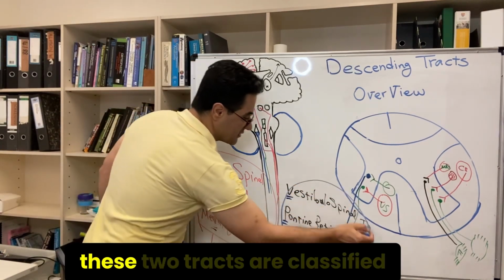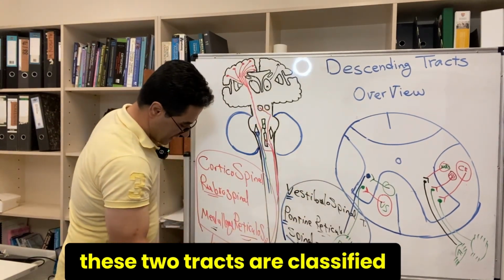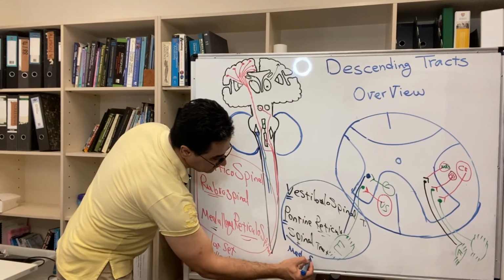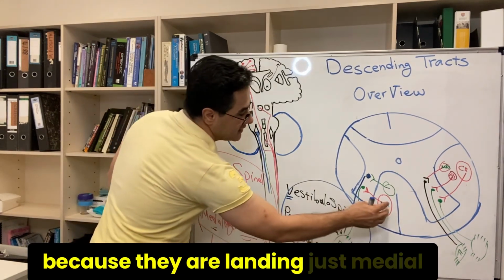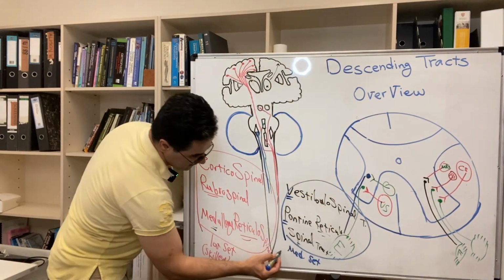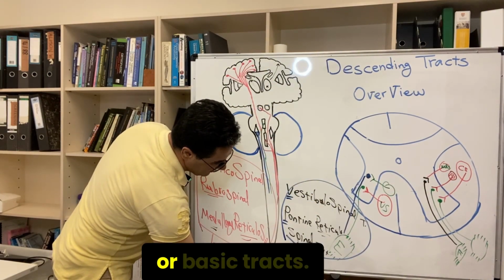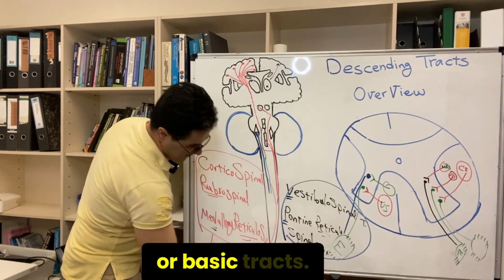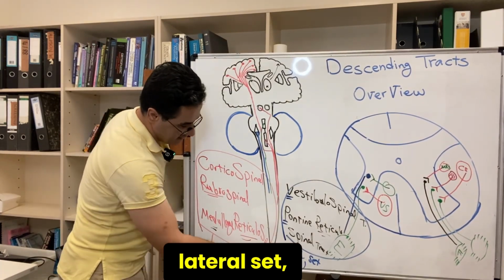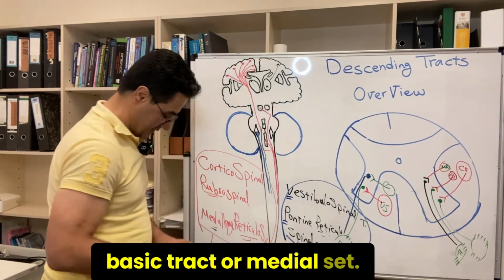That's why these two tracts are classified as the medial set, because they are landing just medial to those tracts, or basic tracts. This is the skilled tract or lateral set, basic tract or medial set.